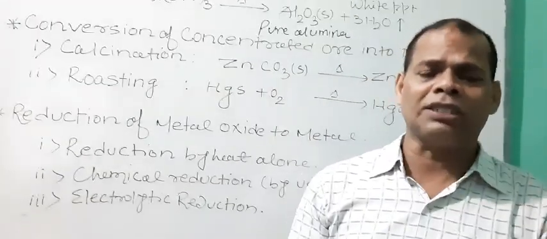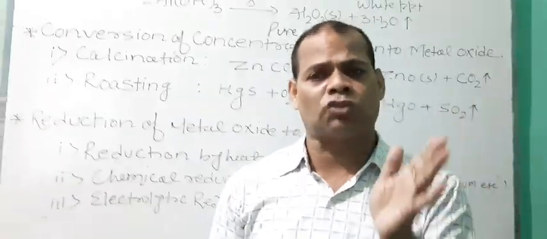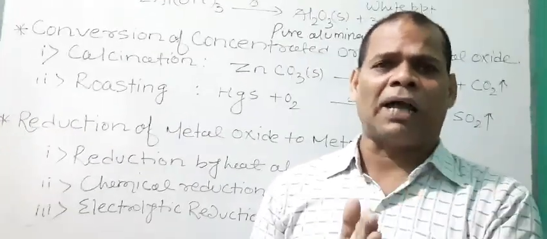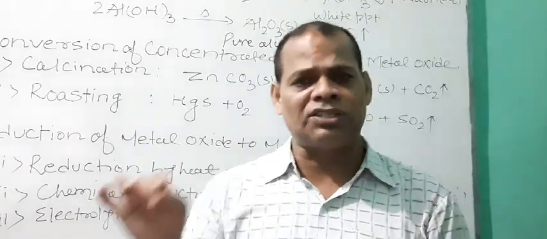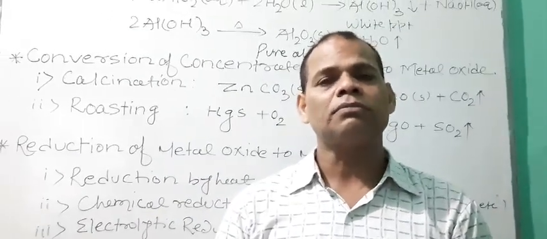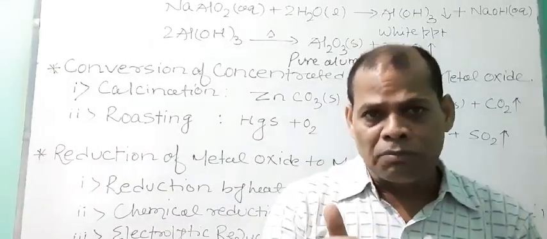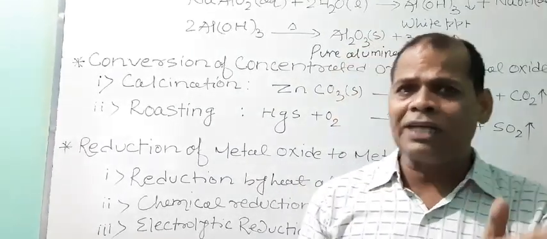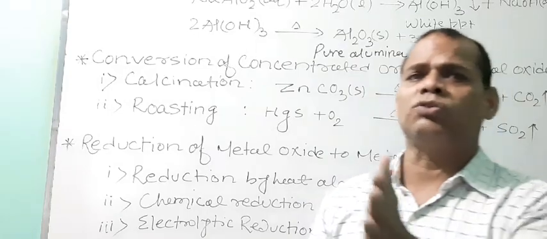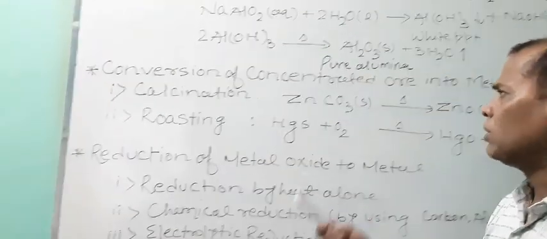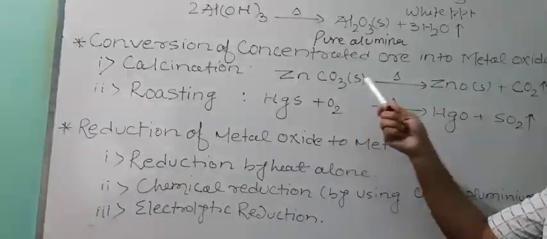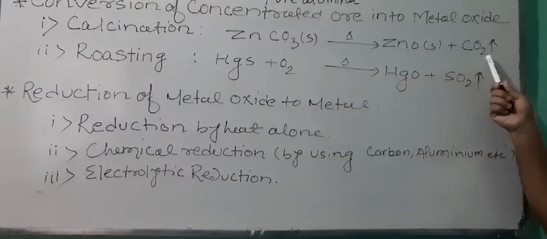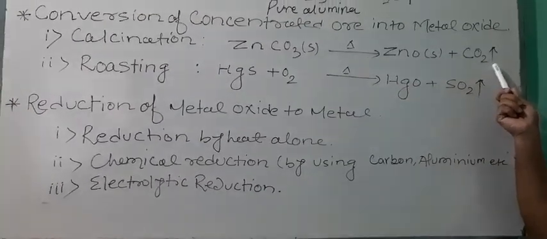What is a calcination? It is a process in which carbonate ore is strongly heated in a limited supply of oxygen or in absence of oxygen below its melting point, so that carbonate ore is converted into their oxide form. Like ZnCO3 is strongly heated, it converts into zinc oxide and carbon dioxide.